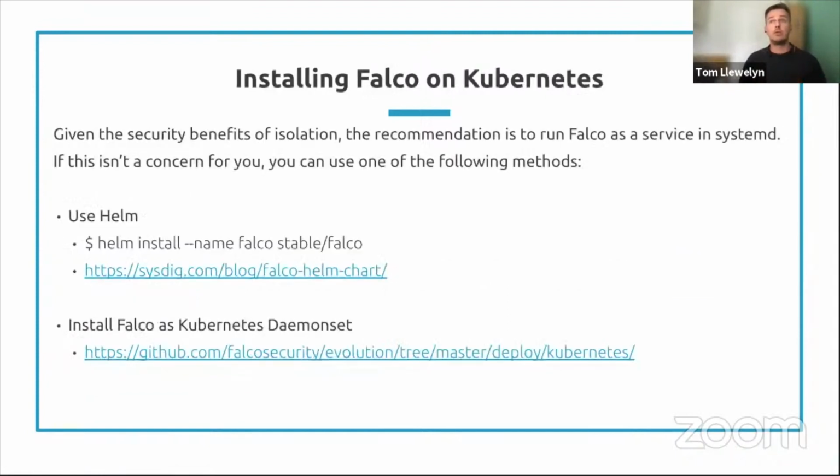If you want to install it onto Kubernetes, then we also have Helm charts available. Or you can just go and grab the daemon set and apply that directly, depending on which you prefer. But again, running Falco as a systemd process gets you better isolation, and means you're running low level on the host, outside of the container runtimes.